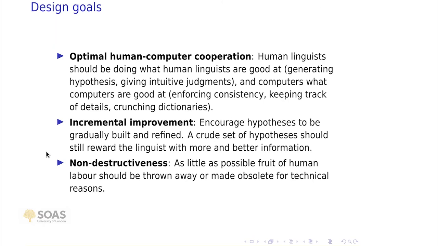As we have seen for the kind of back projecting etymology thing, it really needs a good hypothesis of historical phonology, which in most cases we don't have. So a good system should encourage hypotheses to be gradually built and refined. A crude set of hypotheses should still reward the linguist with more and better information, so that the linguist can later use the new information gained from the bad hypothesis to make a good hypothesis. And here is a third thing, which is non-destructiveness. You need to think really hard so that if the human linguist does something, it shouldn't be thrown away except when the human linguists themselves think the thing is wrong.